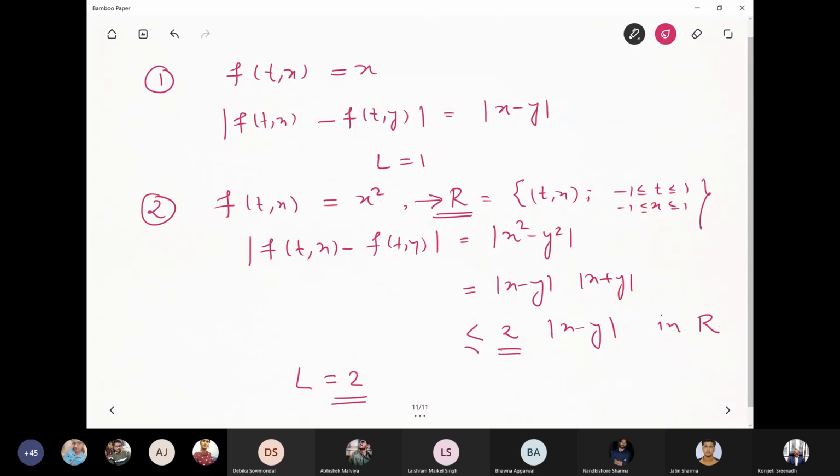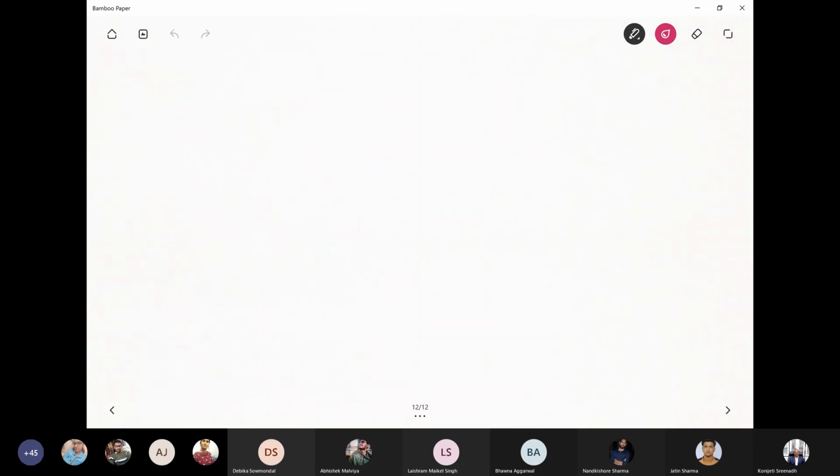So if the domain is large, then it may happen that the constant becomes small, or it may happen that the constant becomes big. So it just depends on the domain and also the function. What are the other examples? The third.